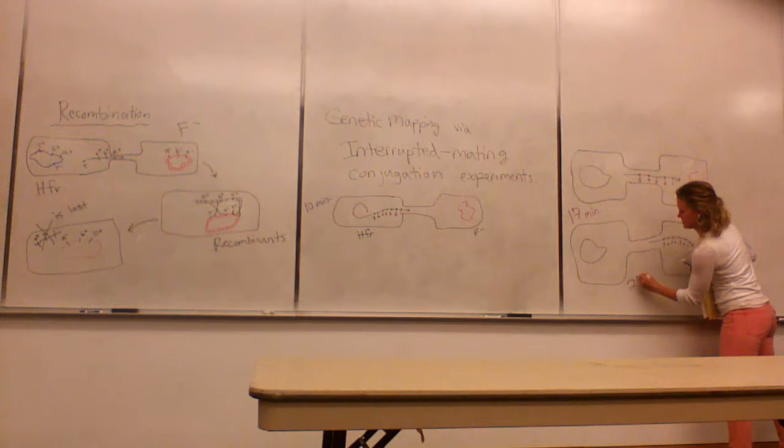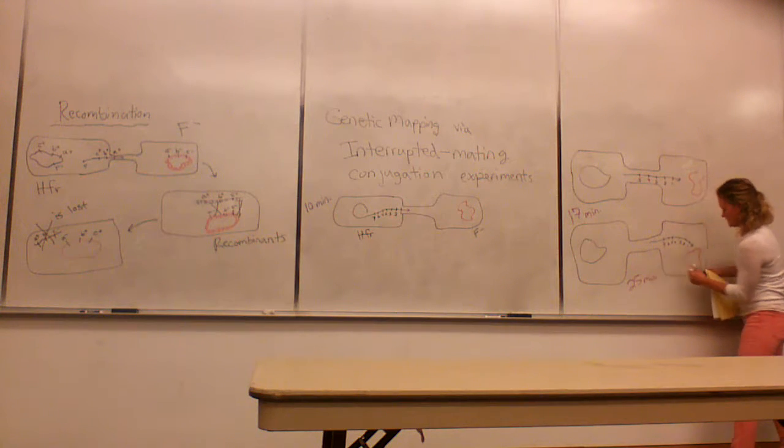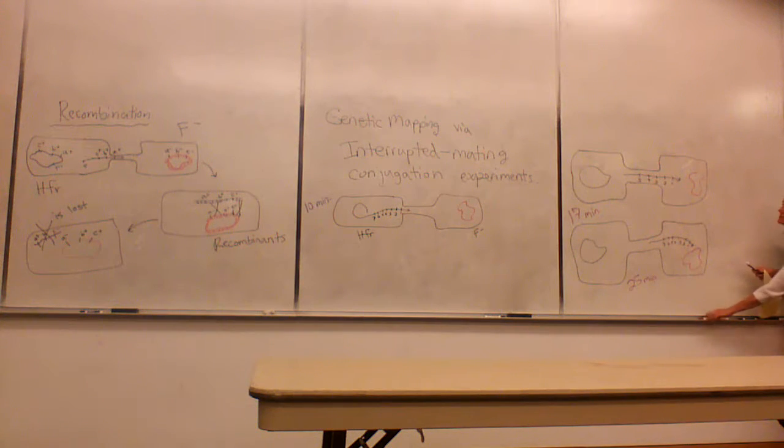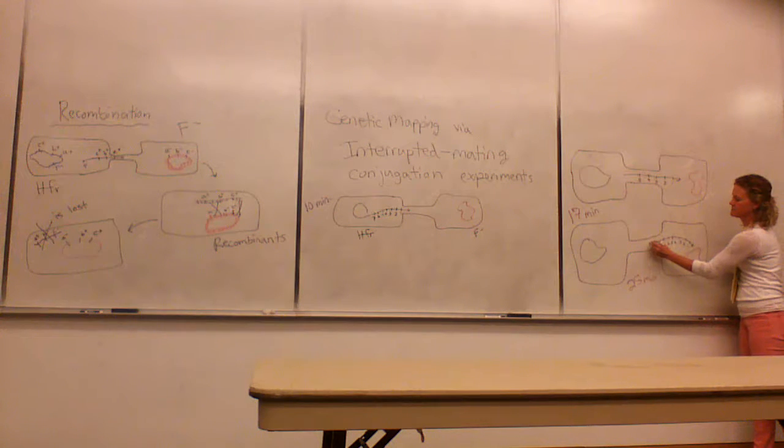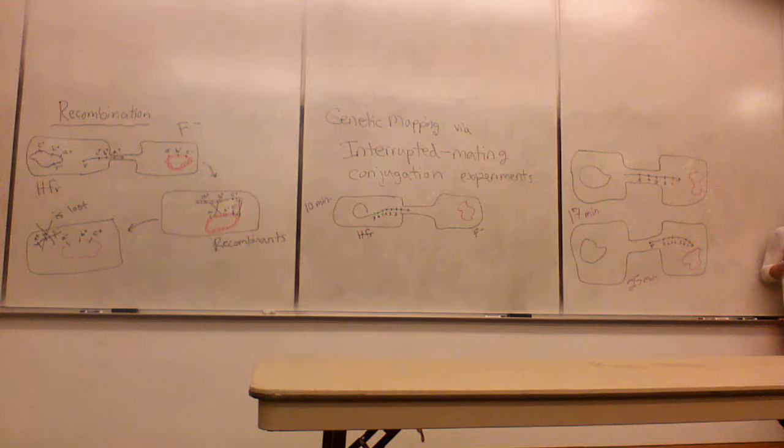Okay, so here's maybe 25 minutes. So what researchers have actually done, and then the other key thing is this F factor that causes an F minus to turn into an F plus is always last. So whenever you're looking at a set of genes, the last thing to enter the recipient cell is going to be that F factor.